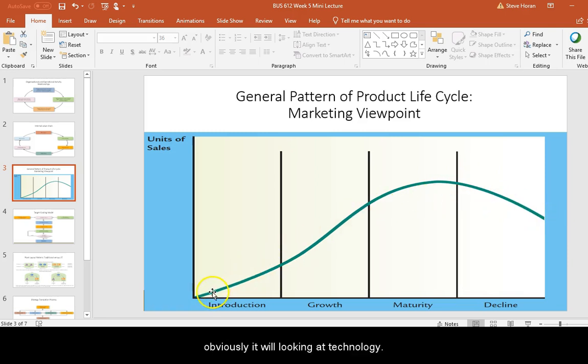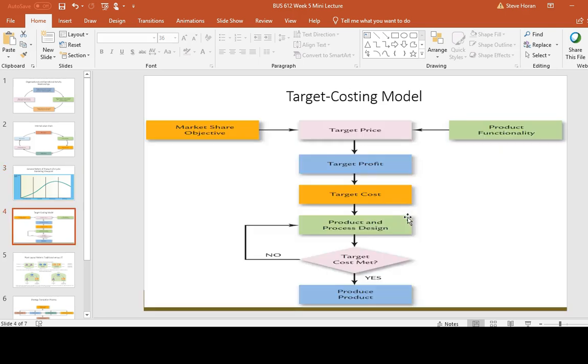Now, obviously, if we're looking at technology, this is going to happen really fast. If we're looking at breakfast cereals, this could be decades long, right? So it just depends on what the product is for the time frame. But everybody's seen something like this. But the key is, how do we look at cost and manage cost at the various stages of the growth cycle? And then if you've heard of target costing, it's kind of putting the method of pricing a product in reverse a little bit.